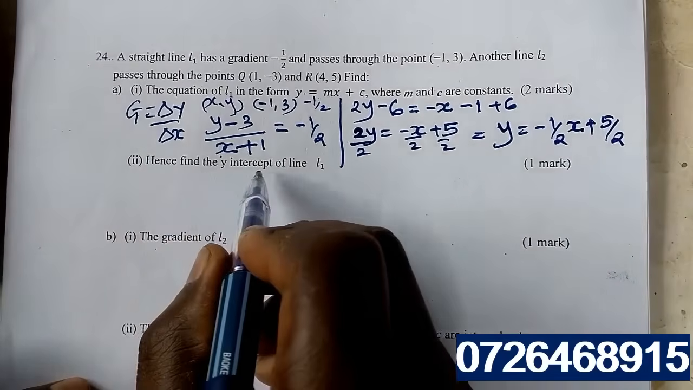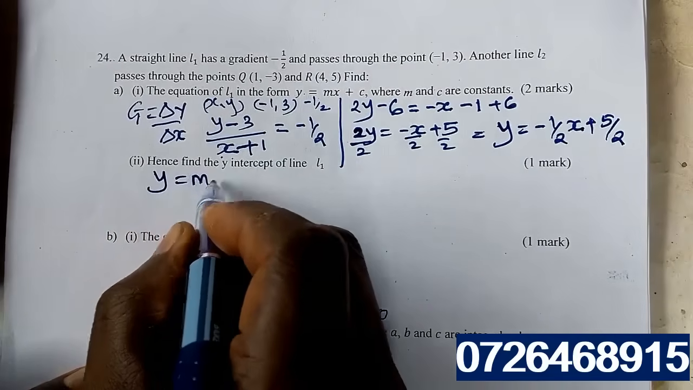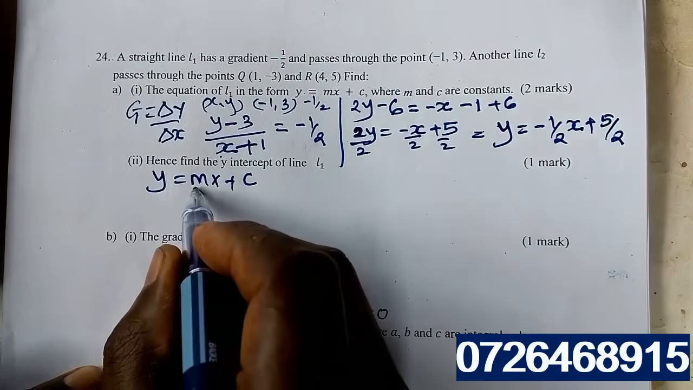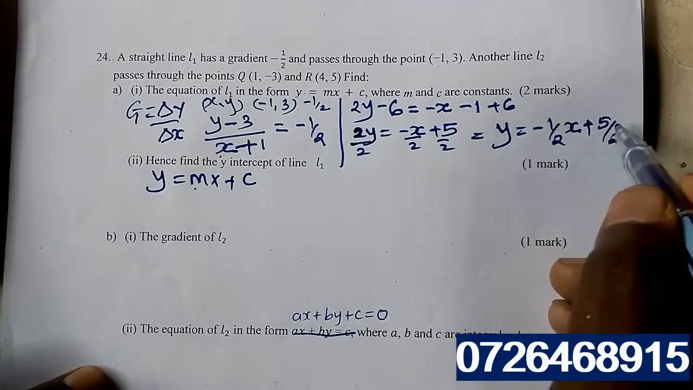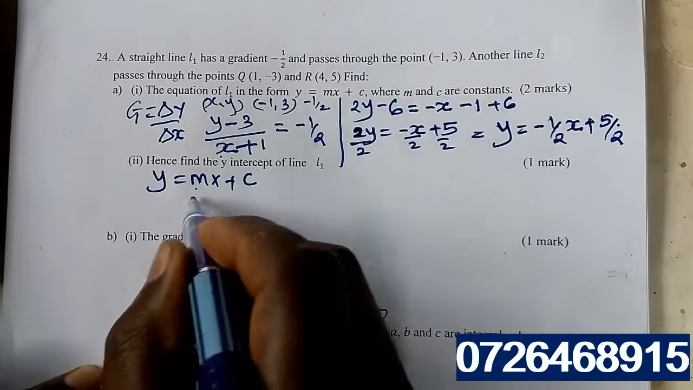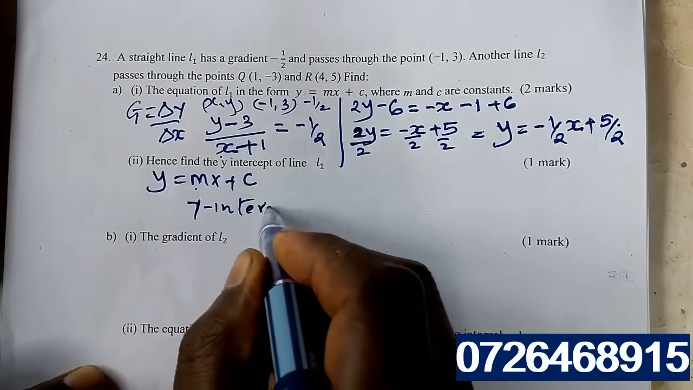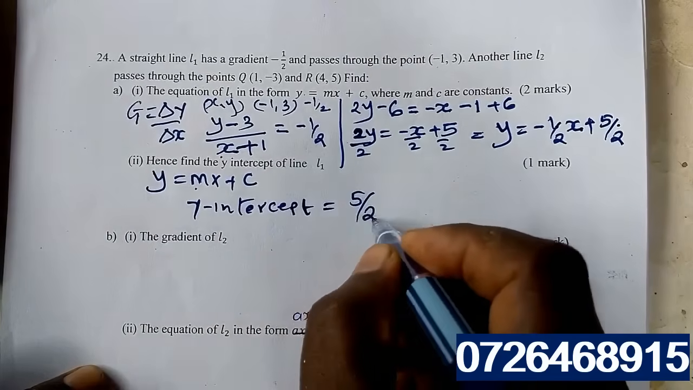Hence, find the y-intercept of this. So whenever you write y equal to mx plus c, c is the y-intercept, m is the gradient. So for us to get the y-intercept in this equation, we just look, this is the gradient, this is c. So y-intercept is equal to 5 over 2.